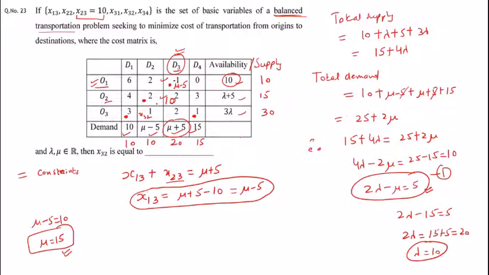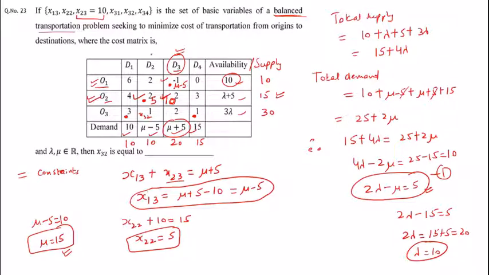Now what do I need to find? I got this 10 units. So I'll be using this row now. I'll be using the information from the second origin. So I have X22 plus 10 units should be equal to 15. This plus this has to match the total supply. So this gives me the value of X22, which is 5, right? So this comes out to be 5.